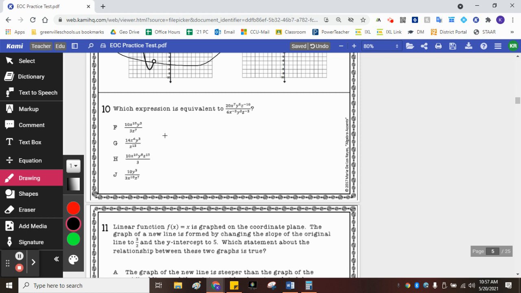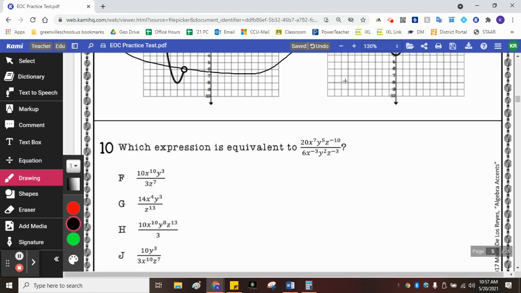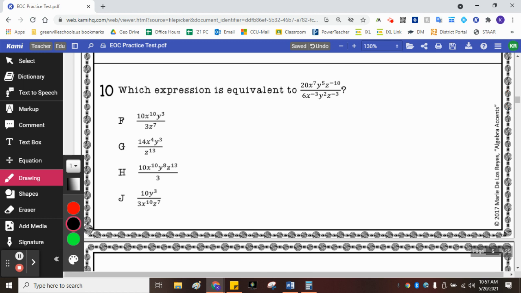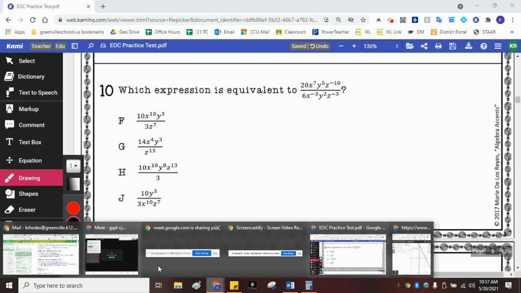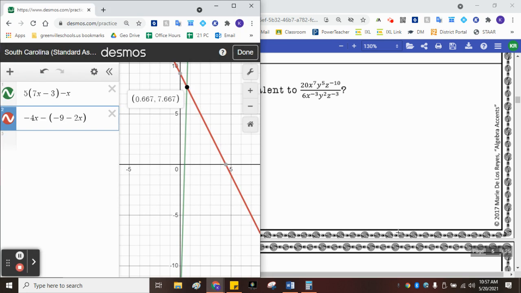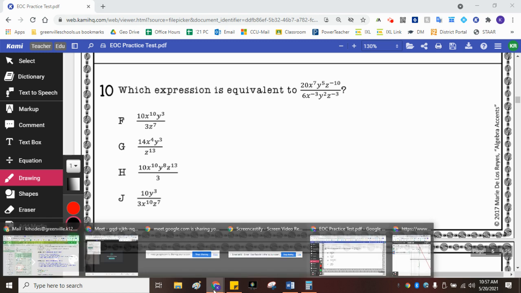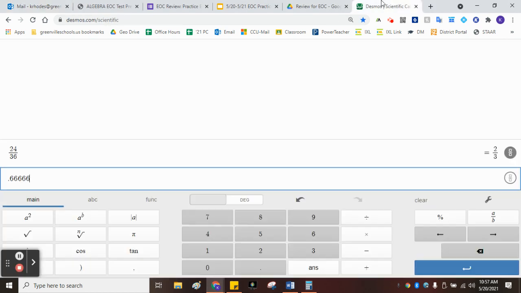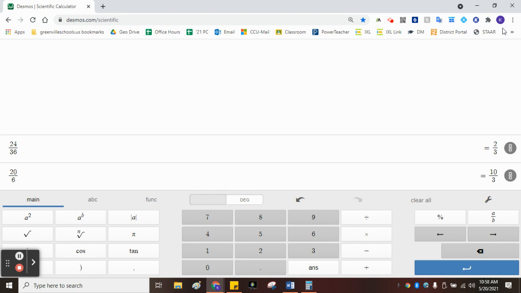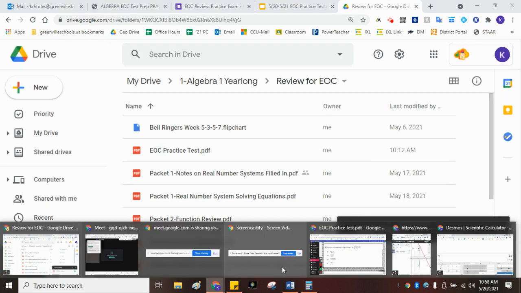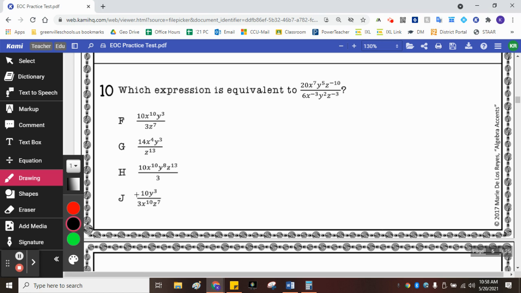Which is the equivalent expression? So let's start with the easy. 20 over 6. It's all online. I wish you could. What did I say? 20 over 6? 10/3. So 10 over 3. So it's not G.